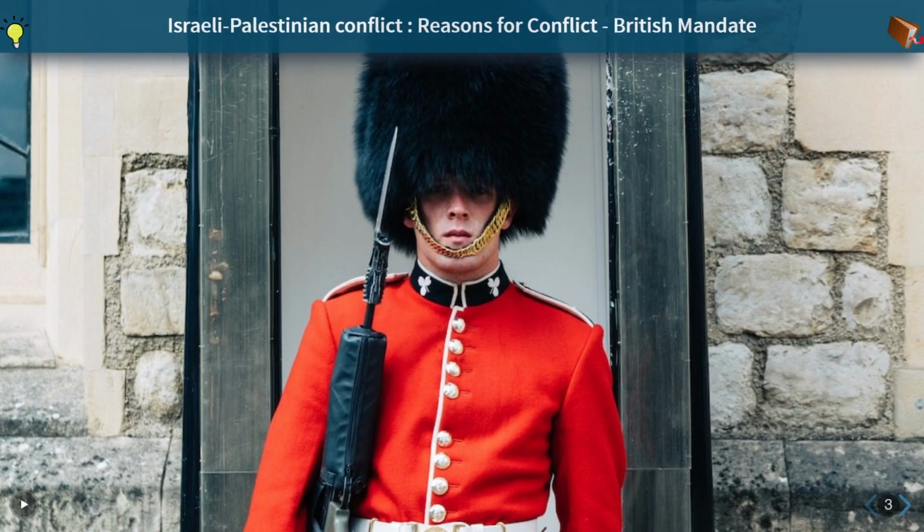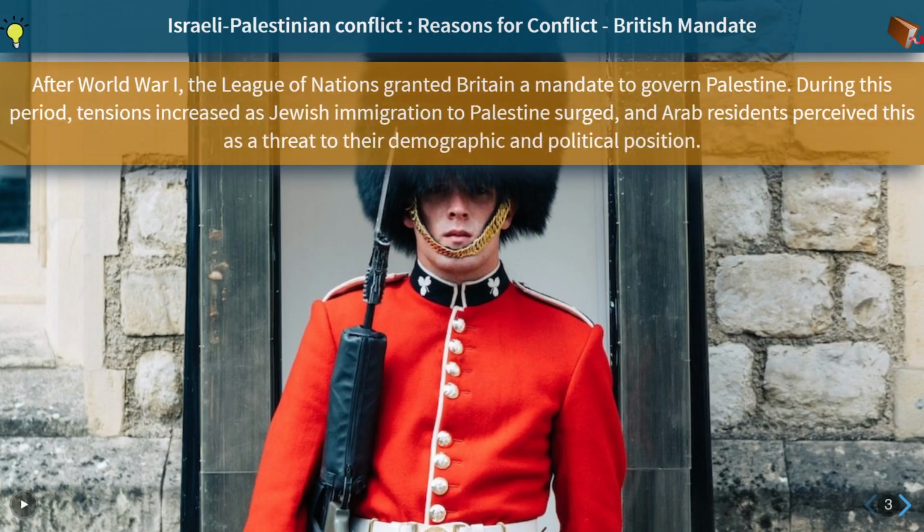British Mandate. After World War I, the League of Nations granted Britain a mandate to govern Palestine. During this period, tensions increased as Jewish immigration to Palestine surged, and Arab residents perceived this as a threat to their demographic and political position.